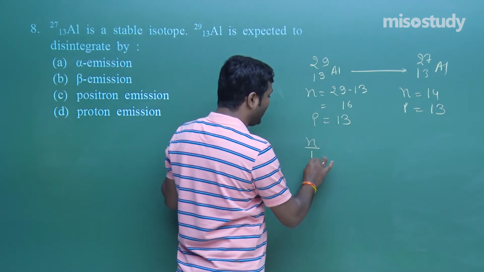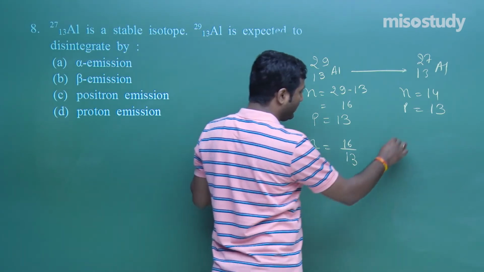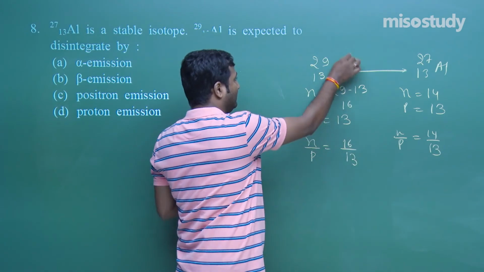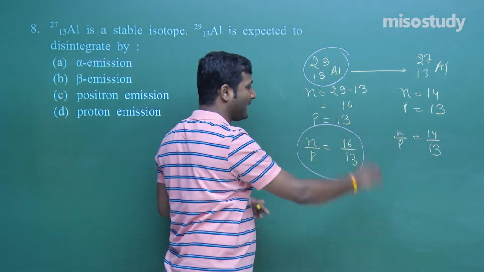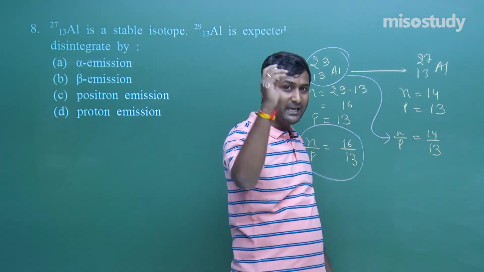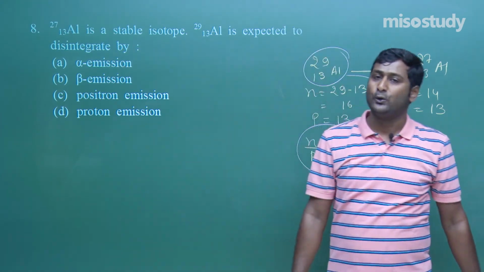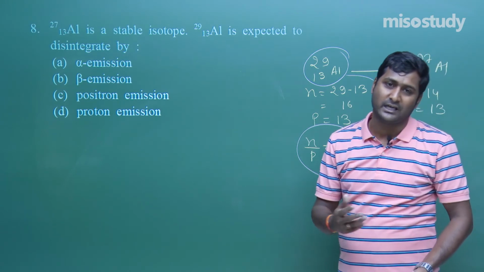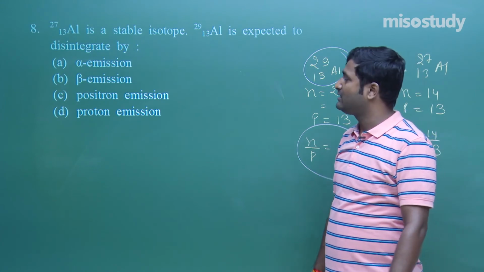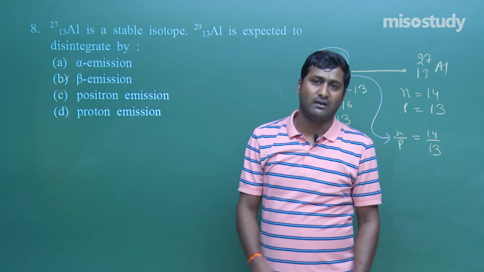Now check out here, N by P is 16 by 13, and here N by P is equal to 14 upon 13. The parent has a high value of N by P ratio, so we are reducing the N by P value to gain stability. Again, the cause of radioactivity: if the N by P ratio is higher than the stability, to reduce the N by P ratio in the daughter element, beta emission takes place. So the answer for question number 8 is B, the correct option, my friend.